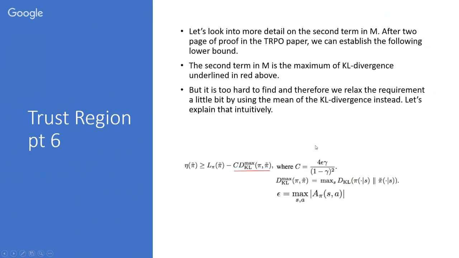Now, let's take a look in more detail at the second term in M. With two pages of proof in the TRPO paper, we can establish the following bound. The second term in M is the maximum of the KL divergence, underlined in red above. But it is too hard to find, and therefore we relax the requirement a little bit by using the mean of the KL divergence instead.